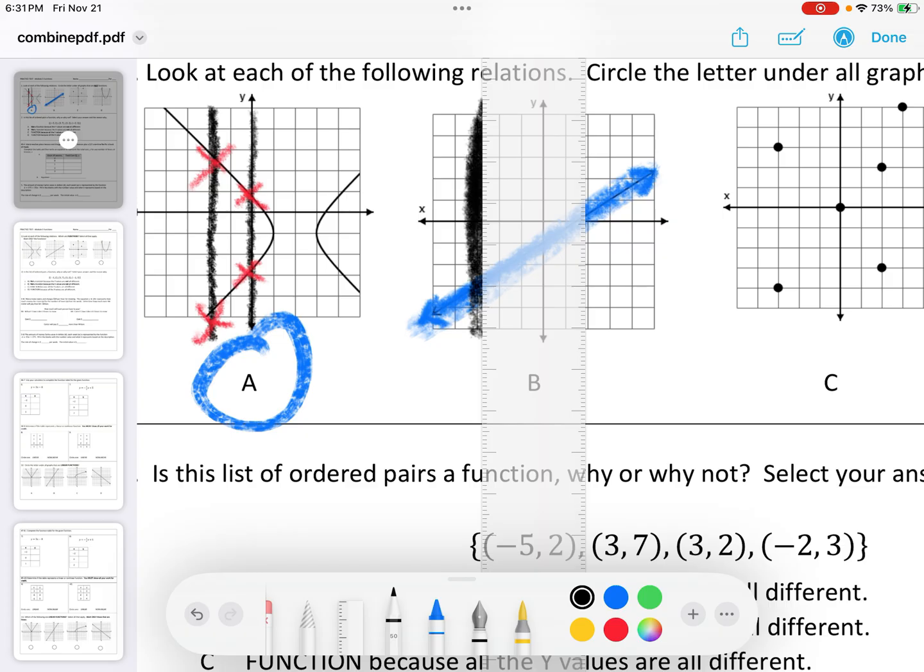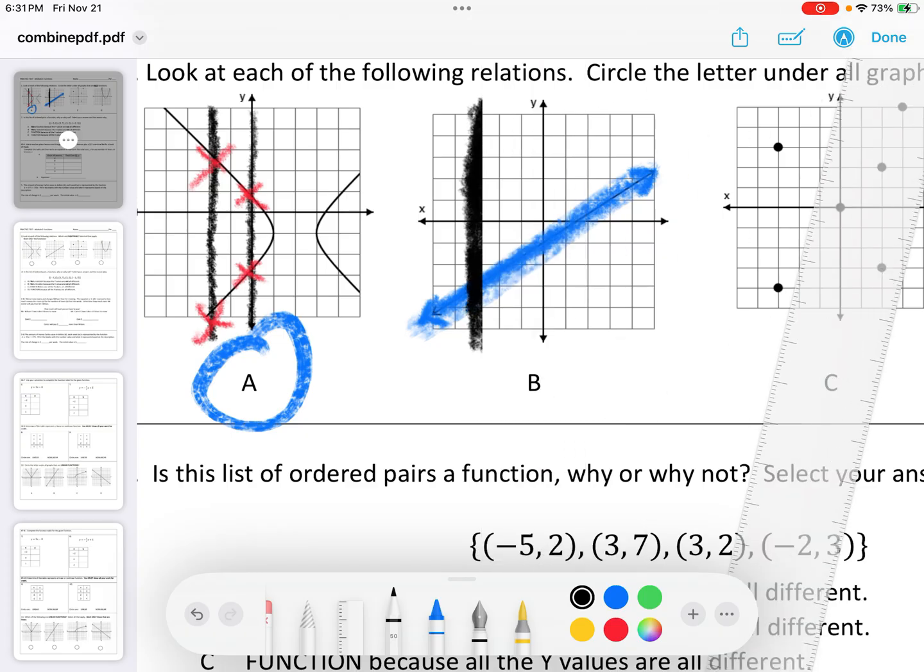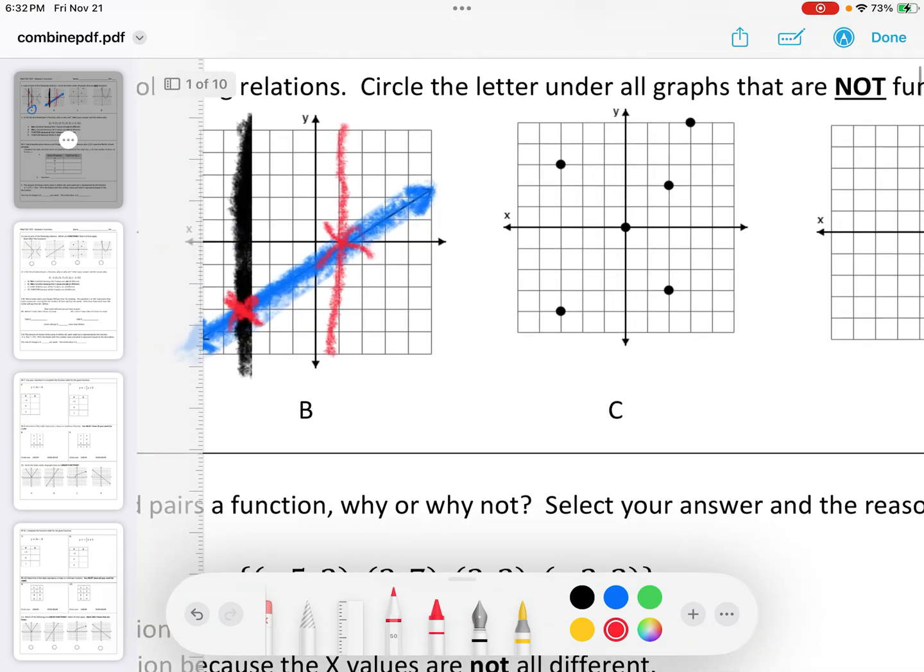For instance, here. Did it cross more than once? It crosses there. Only once. So it passes... Hey, wait a second. I wanted to use red. So it passes our vertical line test. It only crosses once. I know I like this crayon, but it's so thick. All right, let's go back to our smaller X here. There we go. Anyway, it only crosses once. And that's going to happen anywhere we use a vertical line. So this one is a function. I'm not going to circle it. Let's go to the next one.